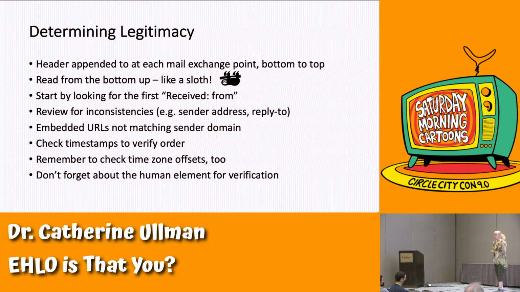So you're going to start by looking for the very first received from. What we're going to do is look at that message header, go to the bottom, and scroll our eyes up until we see that first received from. Now, sometimes there's a received from that's a non-routable address, and then you have to look for the next one up from that, the actual first legitimate one. But basically, it's the first received from. That's where the message originated.